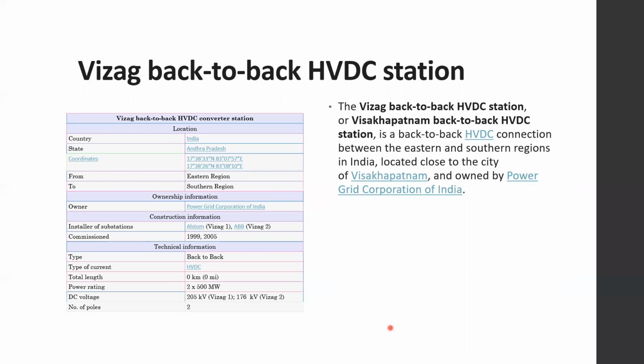The station is no longer required for its original purpose of linking the eastern and southern grids, although it can still be used as an embedded power flow device to help control power flow within the AC system.